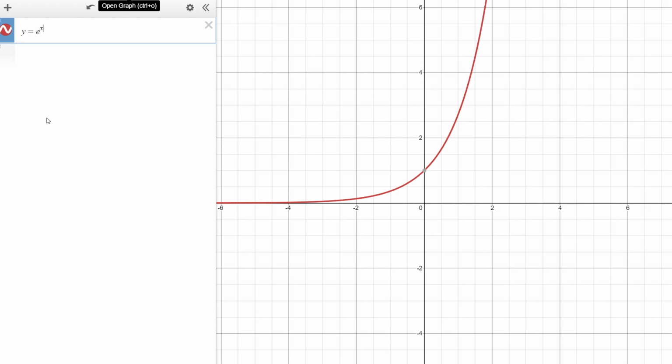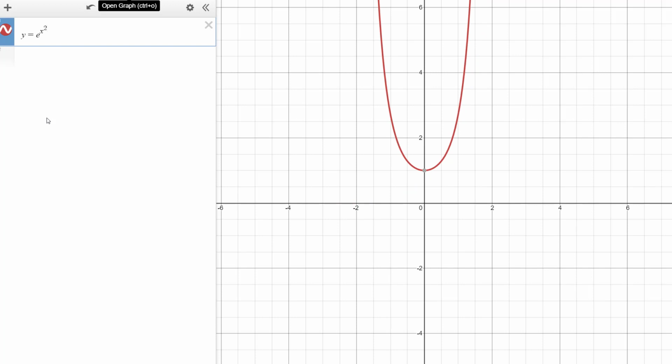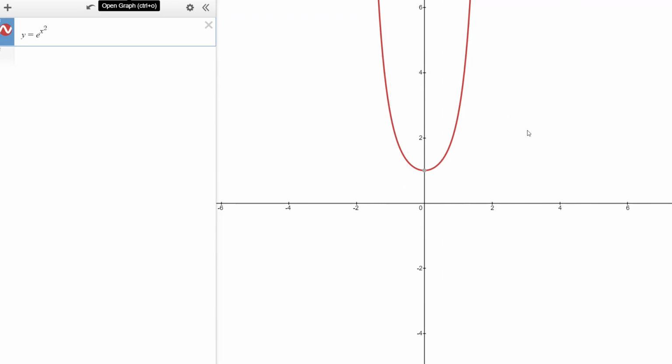Okay. And let's make it a little more wild than that. Let's go e to the x squared. Okay, that's a pretty interesting graph. A lot of people think it looks like a parabola. One thing I don't like on here is I don't like the grids. I like to remove them if I can.